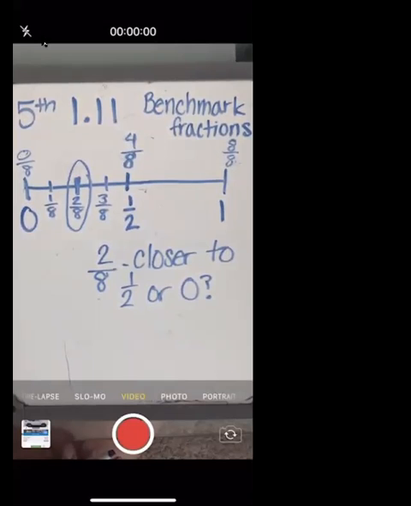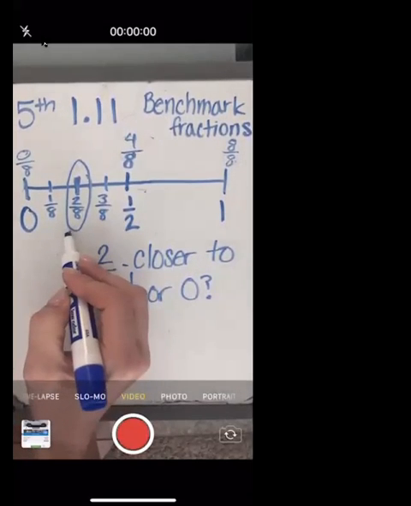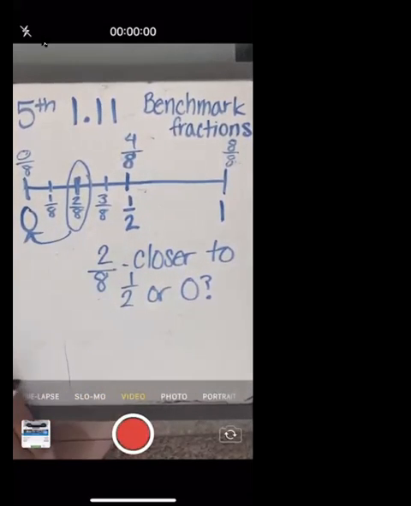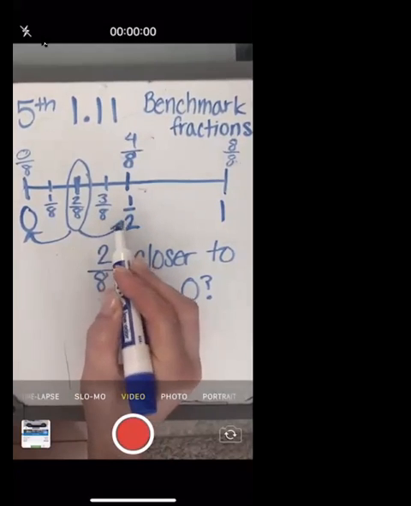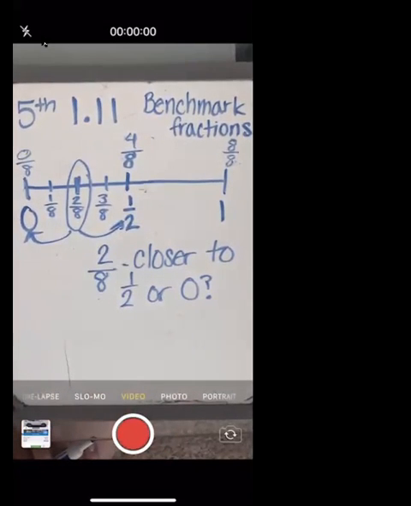2/8 would fall in the middle. It's right in the middle. So I actually tried to trick you guys with a trick question. So Bella, is it closer to 1/2 or 0? What would you say? 1/2. Well, really, it's right in the middle. You'd say something like, it would be equal. It's an equal distance. It's 2/8 away from 0, but also 2/8 away from 1/2. So that one's a tricky one because technically it's in the middle of 0 and 1/2.